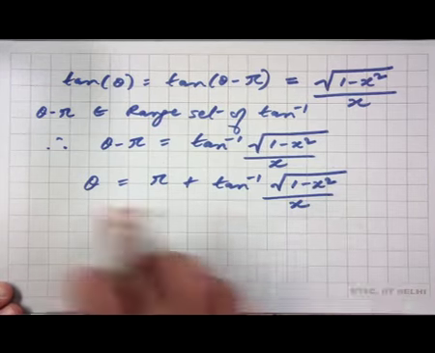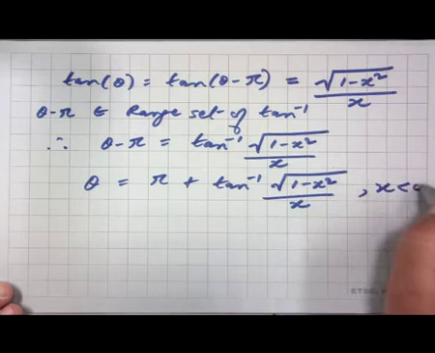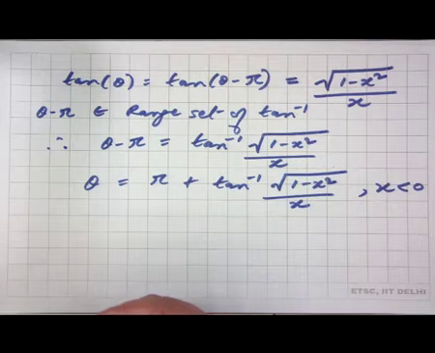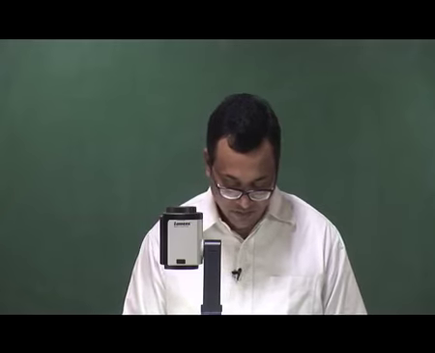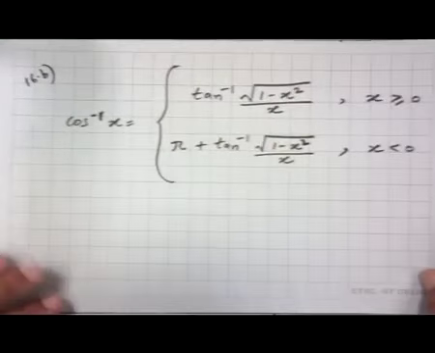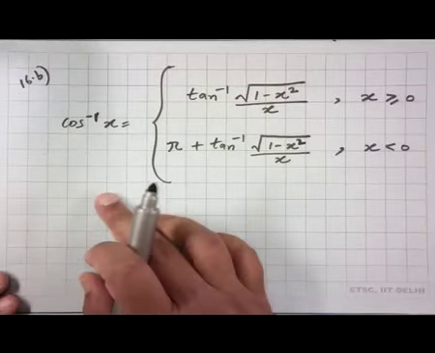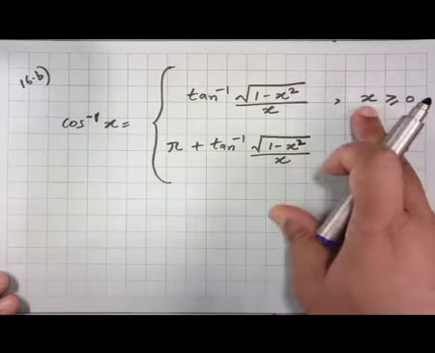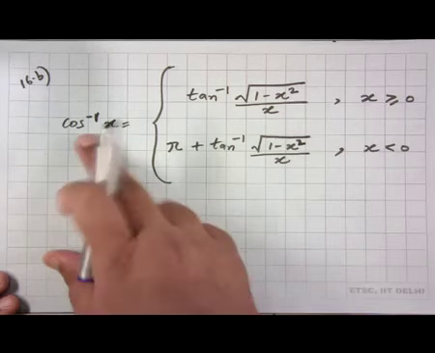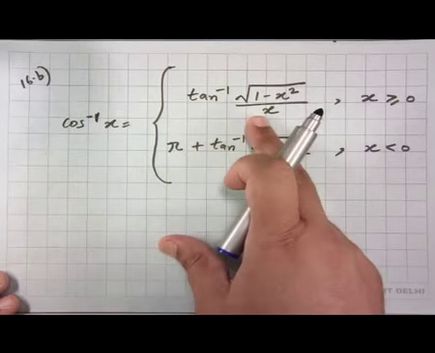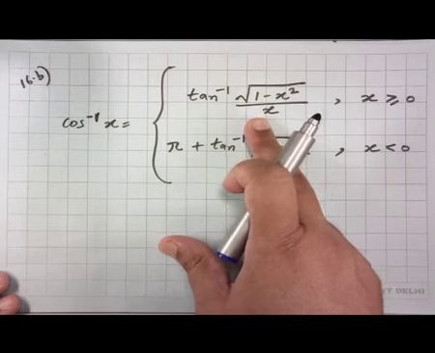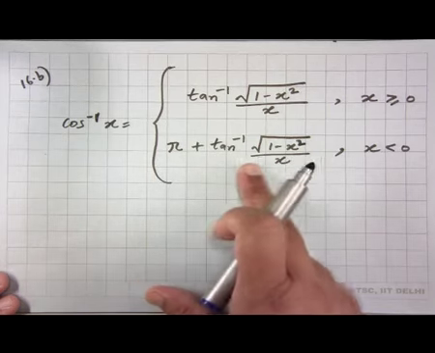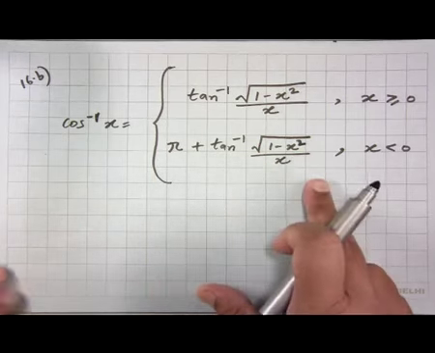But this is only true when x is negative. Therefore, finally combining both the results for the positive and negative values of x, we have this conversion formula that cos inverse x is equal to: if x is greater than or equal to 0, then cos inverse x is equal to tan inverse of square root of 1 minus x square over x. Otherwise, it is equal to pi plus tan inverse of square root of 1 minus x square over x.